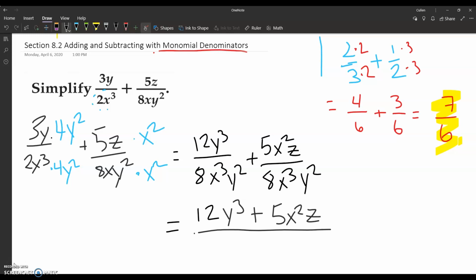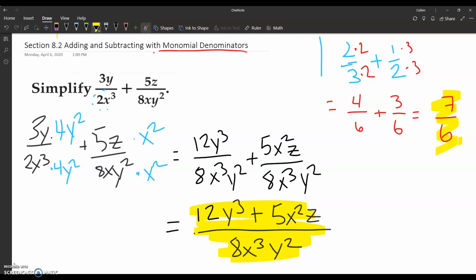And then similar to when we added this and got 7 over 6, don't add the two terms in the denominator, your denominator stays the same. That's just a rule of how you add fractions. Okay, and let me highlight this. And there's your final answer. 12y to the third plus 5x squared z, and then all over 8x to the third y squared.